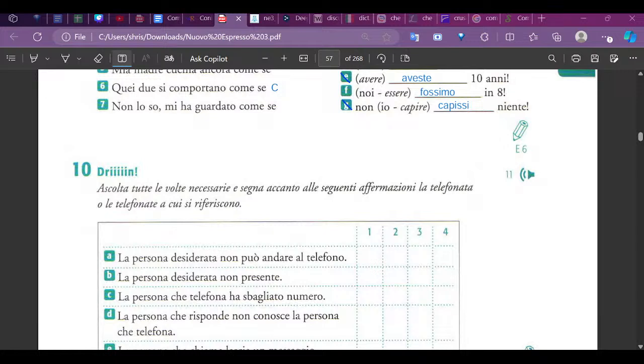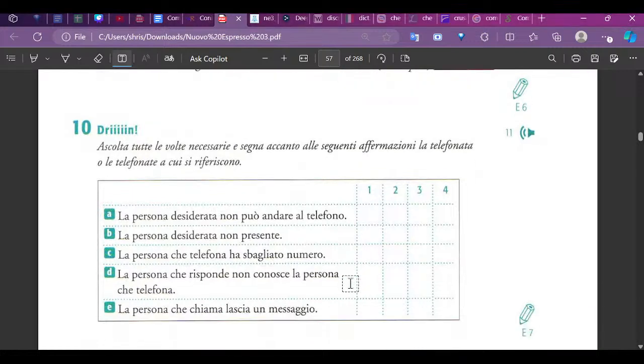Le nostre linee sono momentaneamente occupate. Restate in attesa per non perdere il turno.